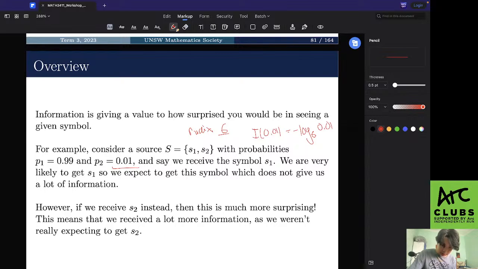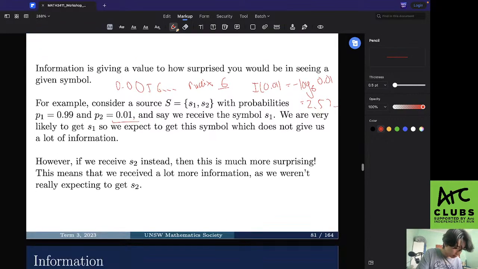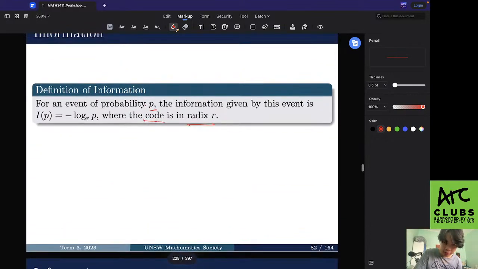we get 2.57... And if we put in 99%, then we get 0.0056, which is a lot less since we get a lot less information. Right, so hopefully that makes sense so far.